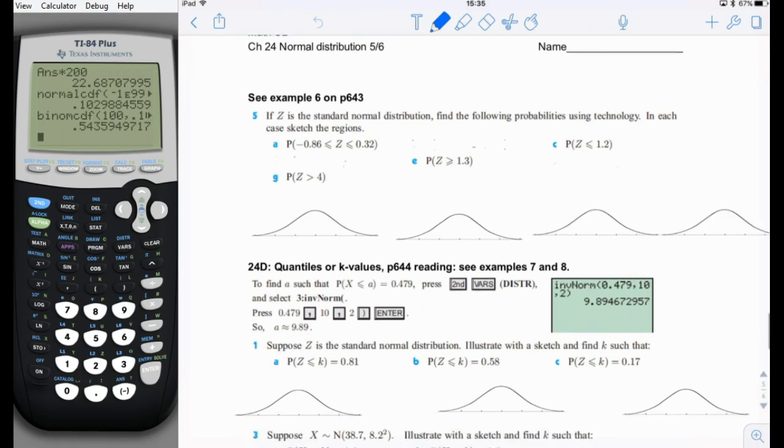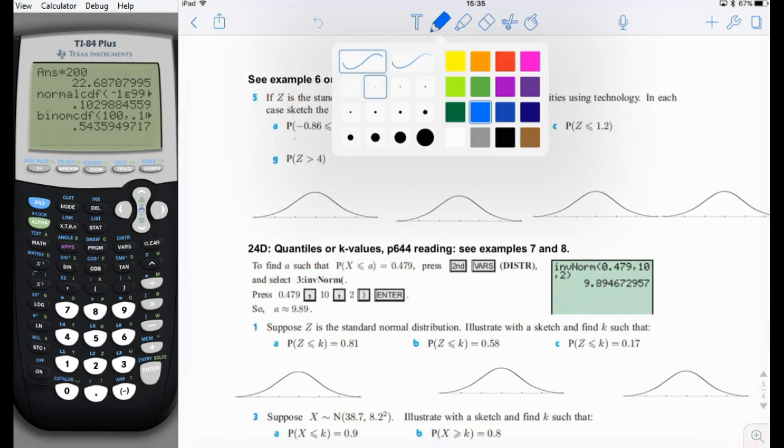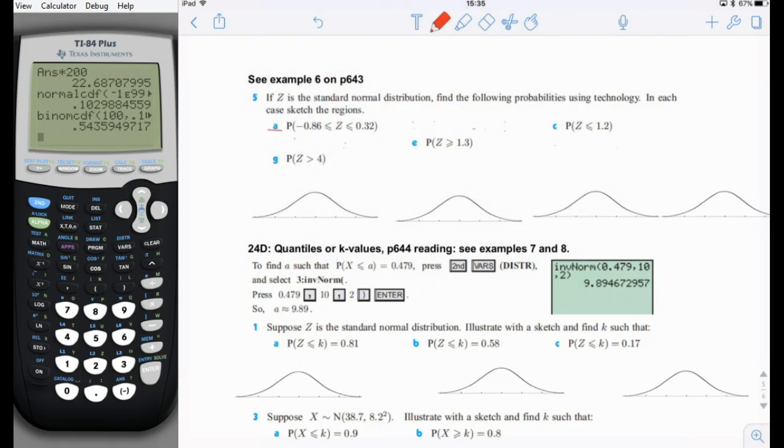Okay, so these are actually even easier than the non-Z problems, the X distribution problems, because when you draw these, the standard deviations are very easily written down because the mean is 0, so the standard deviations are all just -1, -2, +1, +2. So when you see -0.86 to 0.32, it's very easy to draw. -0.86 is here. +0.32 is about here, right?